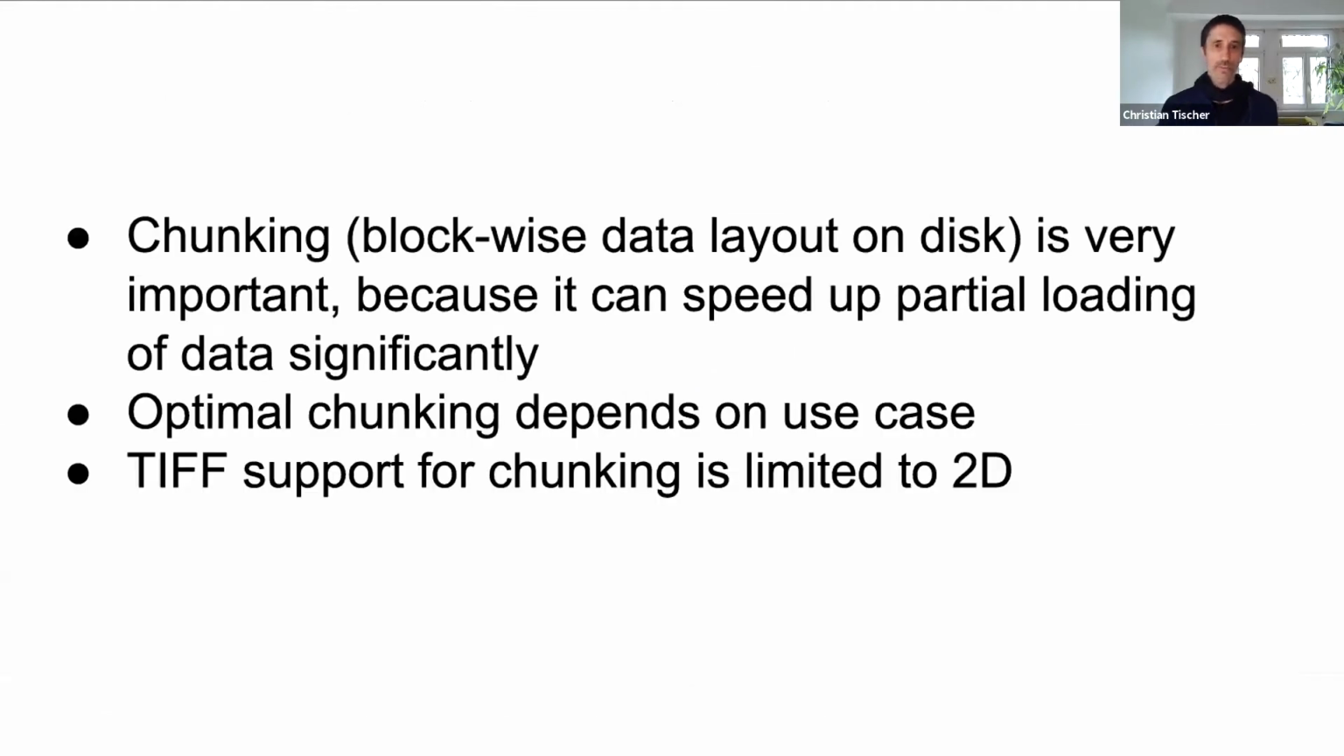So the take-home messages from this part of the talk should be: there is this word chunking, which means blockwise data layout on disk. This is very important because it can speed up partial loading of data significantly. Then the other thing to remember is that an optimal chunking depends on your use case. So in which angle do you typically look at your data? There might be different best options. And the other thing is TIFF, our current standard, I would say, can do a bit of this chunking as I showed, but it's limited to 2D. So you cannot do this in 3D, which is what you really would like to do.